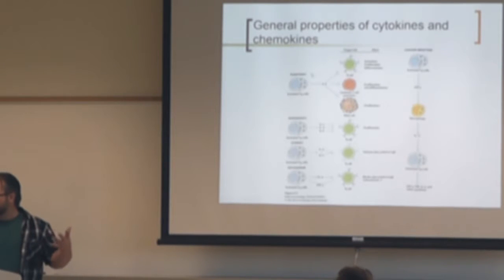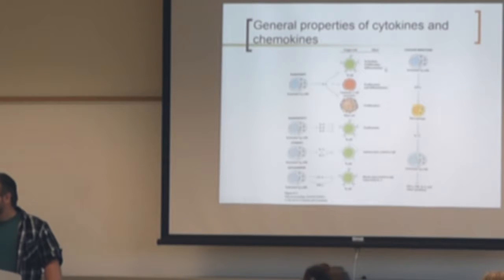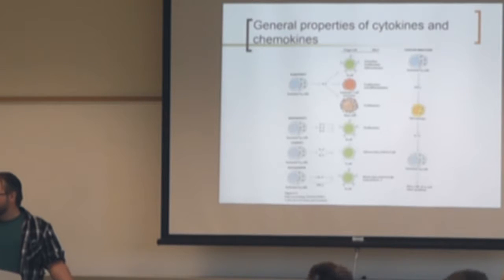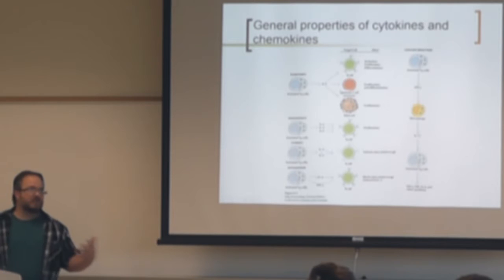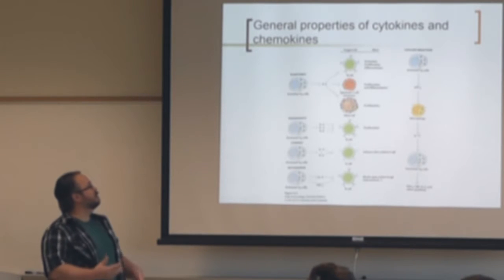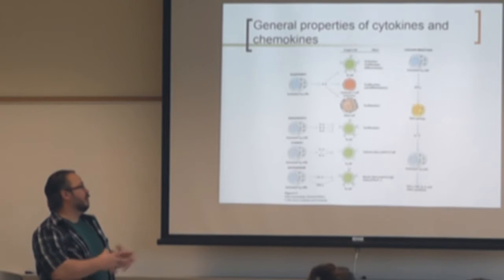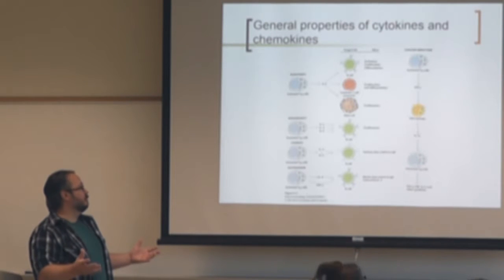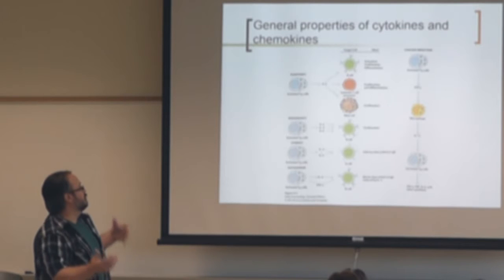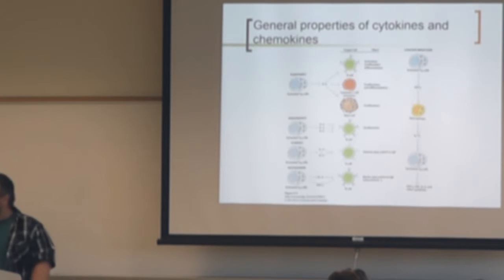So here's just a graphic representation of what I was talking about, pleiotropy. IL-4 will activate proliferation in B cells and T cells and mast cells. So it has the same effect on multiple cells because they all have receptors for it, and it's going to affect a broad range of immune cells as opposed to being very specific.